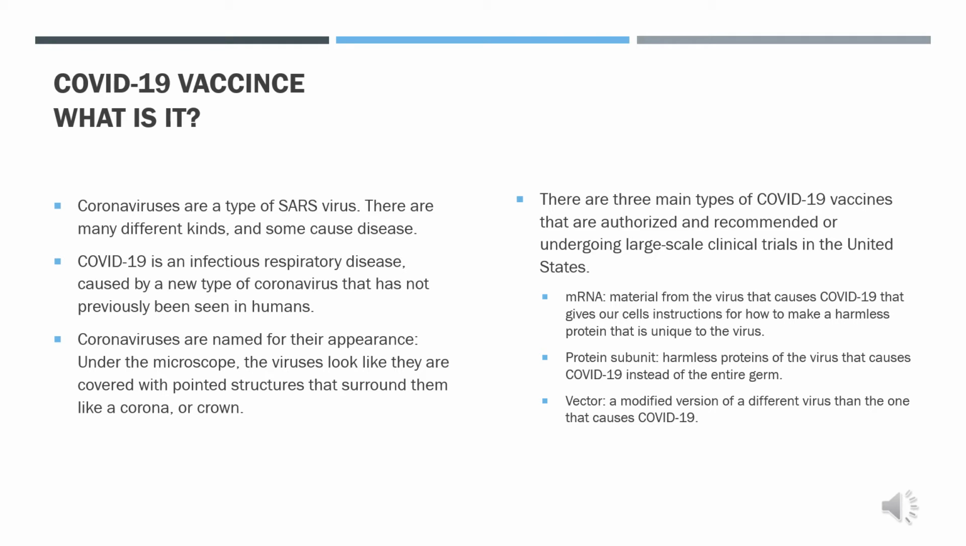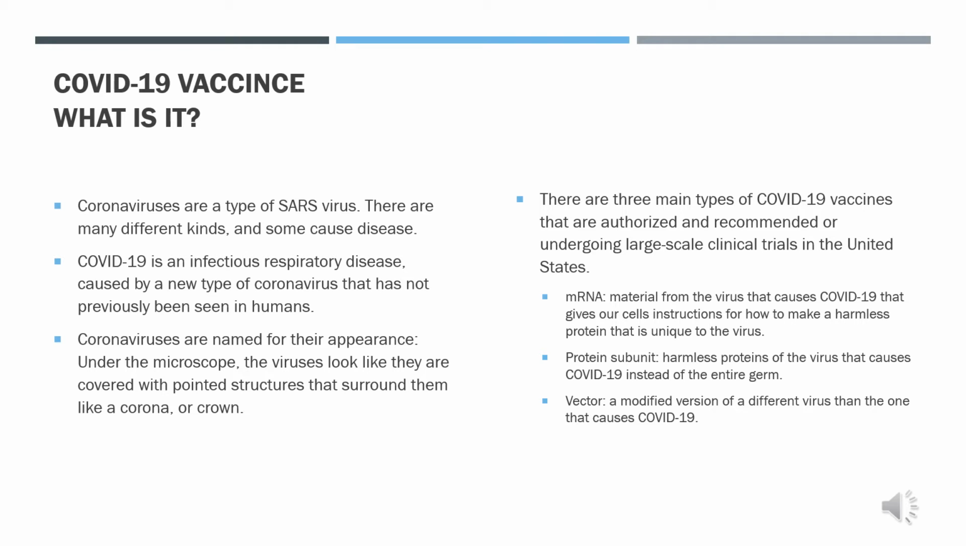There are three main types of COVID-19 vaccines that have been authorized and recommended or are undergoing clinical trials right now in the US. The first one is the mRNA, which is material from the virus that causes COVID-19 to give our cells instructions. The vaccine makes a harmless protein that's unique to this virus to help restrict its access to us.